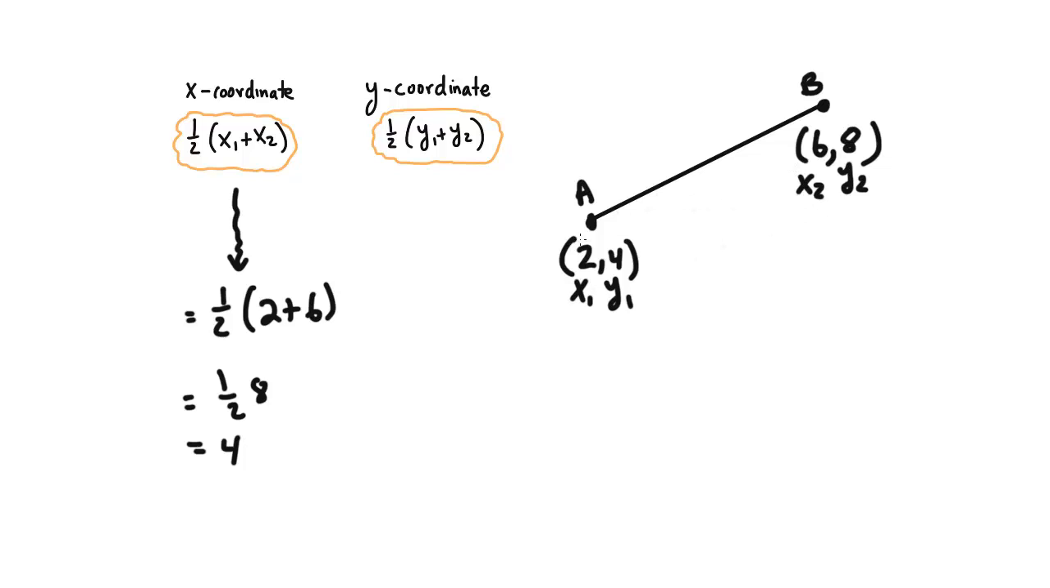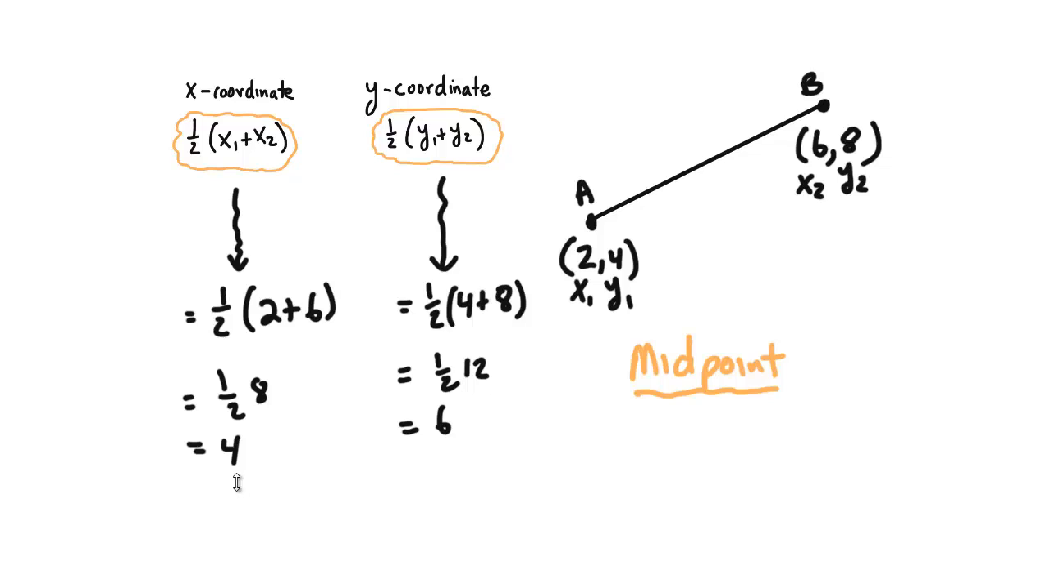In the same manner, we do half of the sum of y1 and y2. So this will become half of 4 plus 8, and this will equal half of 12, which is equal to 6. We found that the x-coordinate was 4 and the y-coordinate was 6, so we can write that as an ordered pair, which is 4, 6. If you were to plot this on the line segment, it'll be right in the middle. So we can say that the midpoint is right here, located at 4, 6.